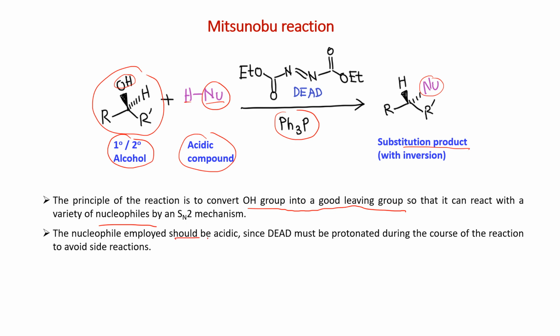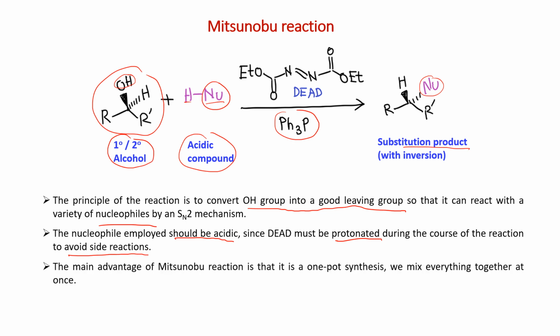The nucleophile employed should be acidic. This is a very important feature, because the reagent DEAD must be protonated, and we will see that in the mechanism. That proton will come from HNu, which is the reason it should be acidic in nature. This happens during the course of the reaction and is necessary so that we can avoid some side reaction. The main advantage of this reaction is that it is a one pot synthesis, so we can mix everything together and directly get the product.